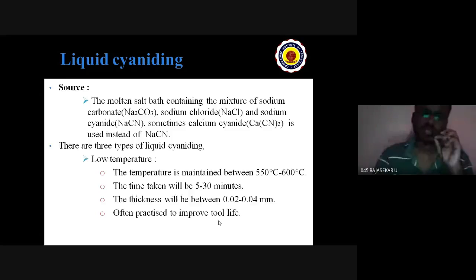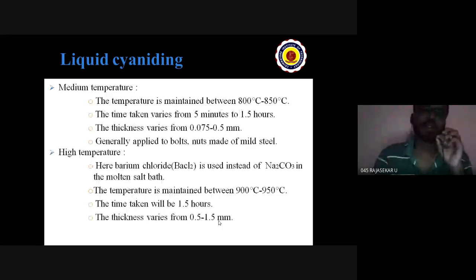Then medium temperature liquid cyaniding. Here the temperature is maintained between 800 degrees centigrade and 850 degrees centigrade, and the time taken varies from 5 minutes to 1.5 hours. It is quite long when compared with low temperature liquid cyaniding. The thickness varies from 0.075 to 0.5 mm. Generally, it is applied to bolts and nuts made of mild steels.